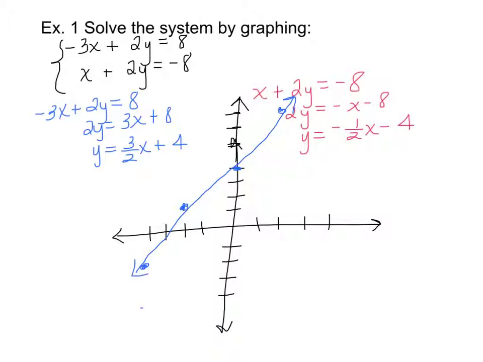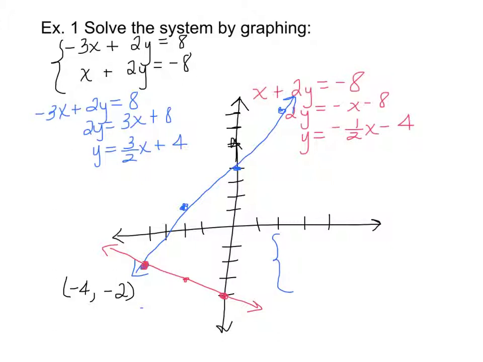It's a little off. And then my other one is at -4. I'm going to go up 1, left 2, up 1, left 2. And if you notice, they intersected at -4, and it's hard to see, but it's supposed to be -4 and -2. And if you ever are in doubt, you can always plug in the x and y values to make sure that they make both equations true.